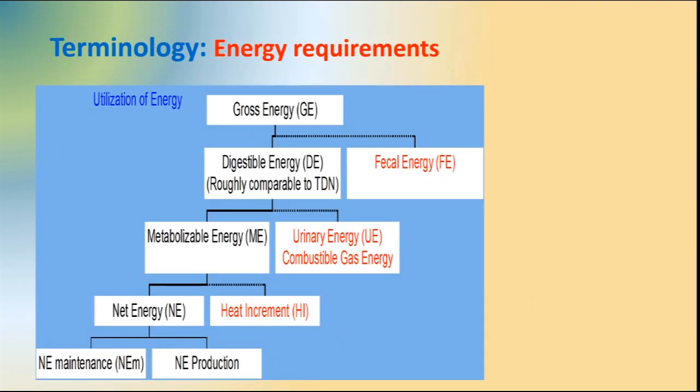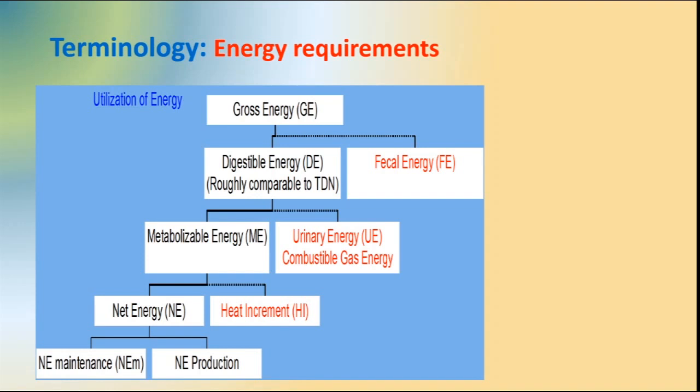Then for energy, again there is a partitioning of energy from gross energy into digestible energy. Subtracting the fecal energy from gross energy, we get digestible energy. So this is roughly comparable to total digestible nutrients. When we subtract the urinary energy, we get a value of metabolizable energy. But in case of dairy animals, there is ruminal fermentation and a production of gases, and we have to subtract that loss because production of gas is also a loss of energy. So we get the value of metabolizable energy by subtracting urinary energy and gaseous energy from the digestible energy in case of ruminant animals.